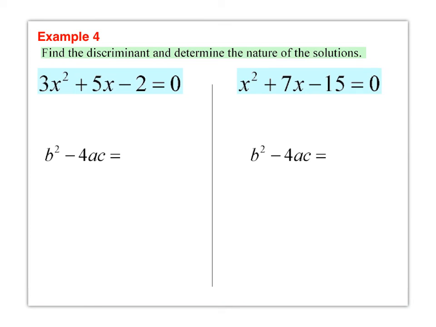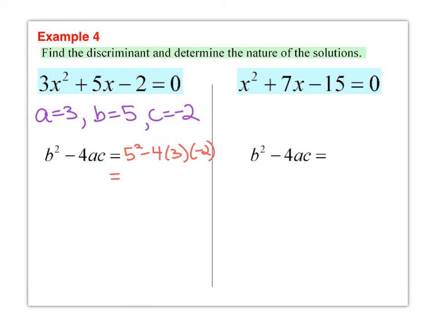Let's find the discriminant of 3x squared plus 5x minus 2 equals 0. Because the equation is written in standard form, we can say that our a is equal to 3, our b is equal to 5, and c is equal to negative 2. When we substitute that into the discriminant formula, b squared minus 4ac, we get 5 squared minus 4 times 3 times negative 2. This simplifies to 25 minus 4 times 3 times negative 2, which is a negative 24. So that's going to be plus 24. And 25 plus 24 is 49. Now that's a perfect square.